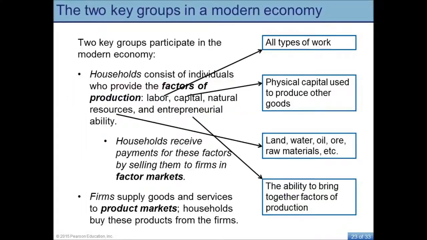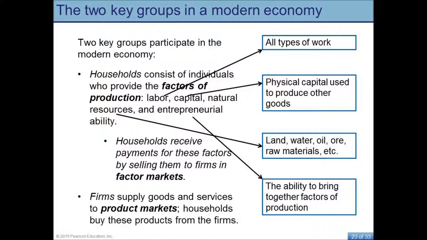Slide 23, we see that there are two key groups: households, which consist of individuals who provide the factors of production, and firms, which provide goods and services to product markets. So we have the households selling their services or items in the factor markets, and the firms are selling their goods and services in the product markets.